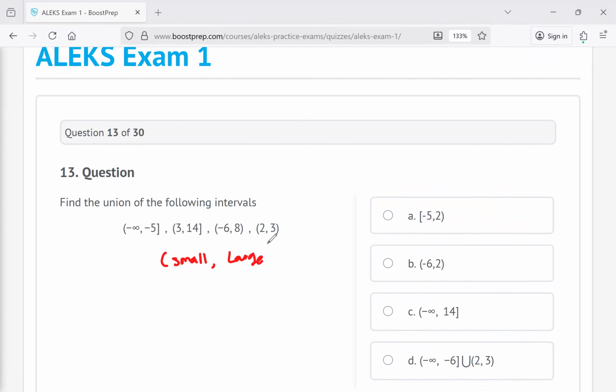So let's pretend these are all x values. What is my smallest x value? It looks like it would be negative infinity. And then what is my largest x value? It's not negative 5. It's not 3 because that's not the largest. 14 maybe. Yep, it's definitely 14. And they include the bracket, so I think our interval notation is from negative infinity to 14. That's it. So you just need to know from interval notation, you go from smallest to largest. That's all you need to know.